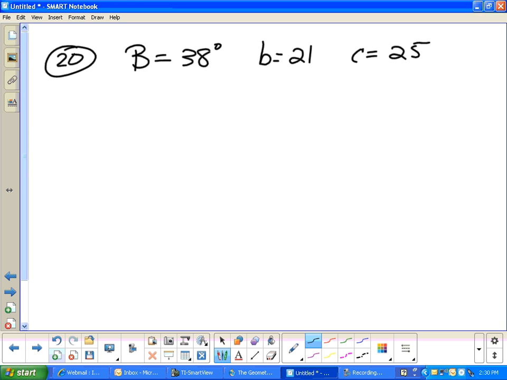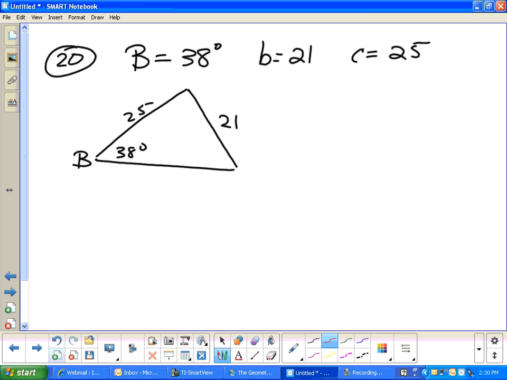We've got a side c that is 25. We've got an angle B that is 38 degrees. So this is angle B. And we've got a side b that is 21. So this is side b. This is angle C, angle A. This is side a and angle C right there. And I'm going to go ahead and pause the recording so that everybody can start to work this problem, and then we'll put the answer up.